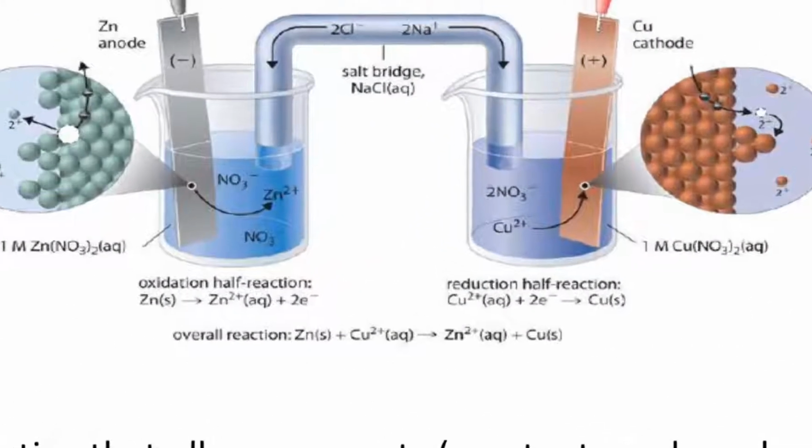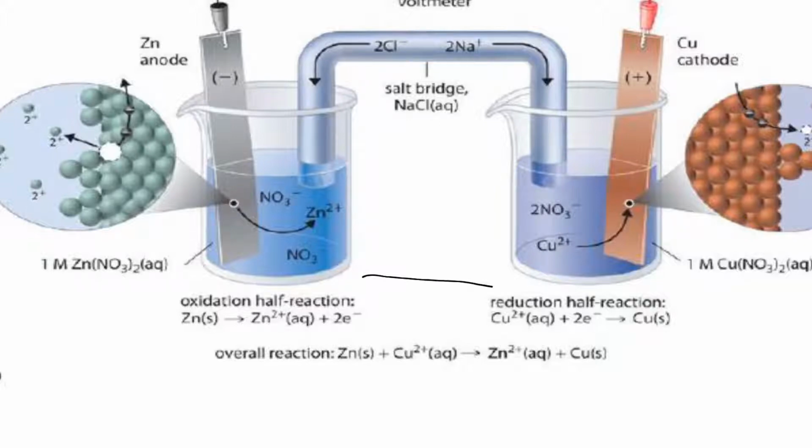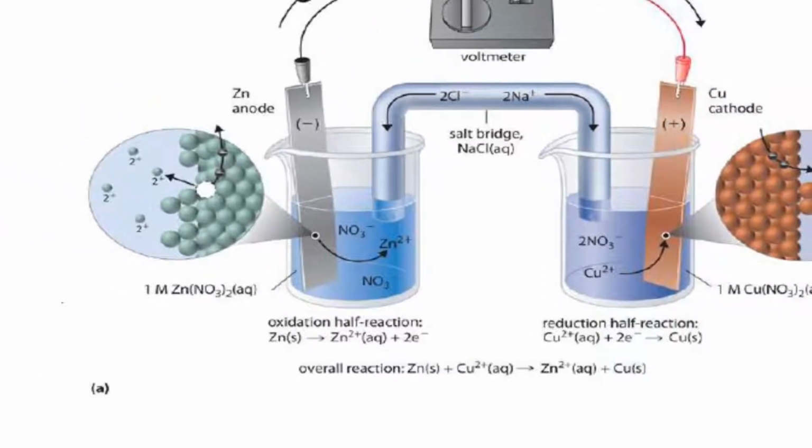So I'm going to zoom in a little bit. Notice in this cell on the left, in the solution we have zinc ions and nitrate ions, and then this piece of metal, and this is what I'm calling the electrode, that's dipping into the solution is made of zinc.